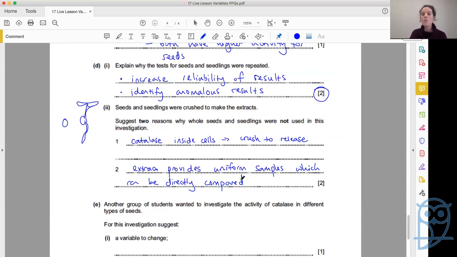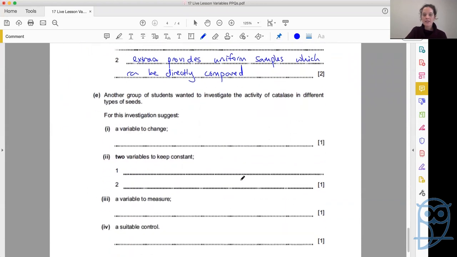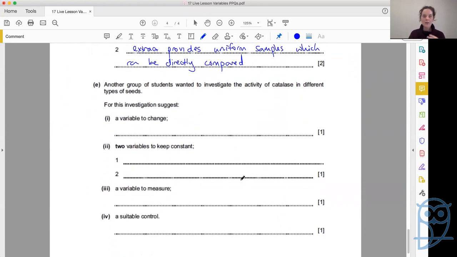Because remember, we want the only difference to be, am I from a seed or am I from a seedling? Not shape or quantity or amount of squishing, anything like that. We want it only to be one difference, because then when there's one difference, we can test it. Okay, right, the last bit goes on again, thinking about now variables, what do we do?